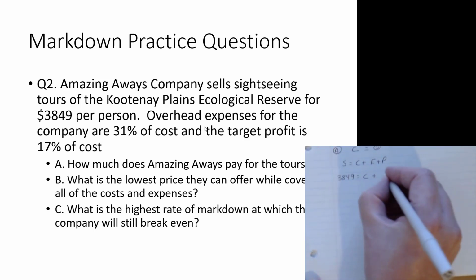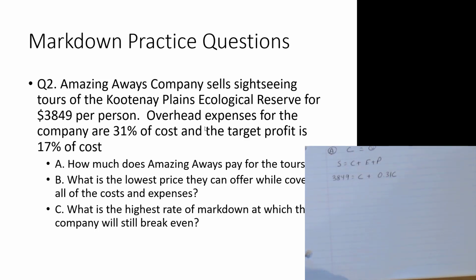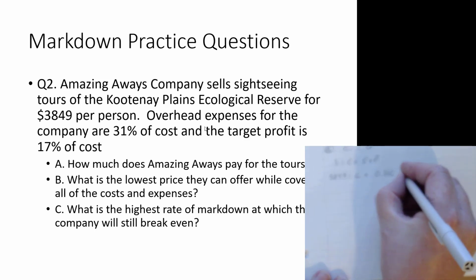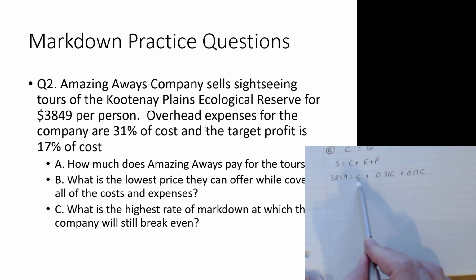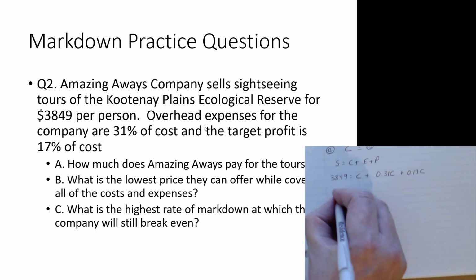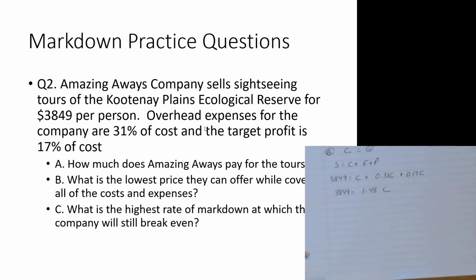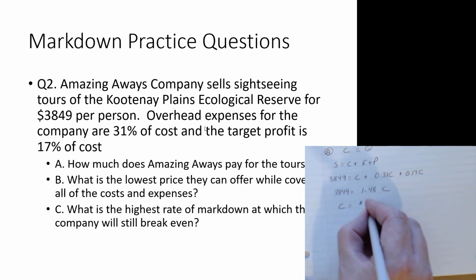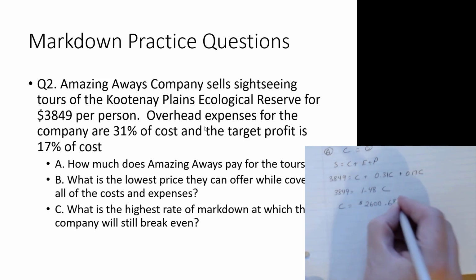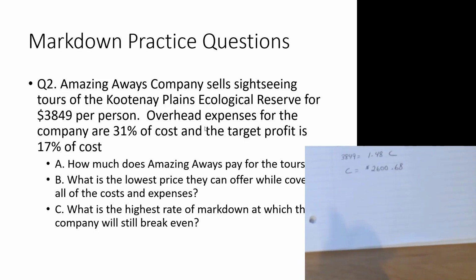3849 equals C plus E, which is 0.31 C. Right? Starting to see how those important basic algebra skills that we were talking about in Unit 1 and Unit 2 are built in here. Plus 0.17 C. I gather up all the C's, recognizing that there's a 1 in front of the first C. And so I have 3849 equals 1.48 of those C's. 1 plus 0.31 plus 0.17. Isolate C by dividing both sides by 1.48, and I get $2,600.68. So that takes care of part A. That's how much it's costing us. Right? We're going to sell these tours for $3,849, costing us a little over $2,600 for them.